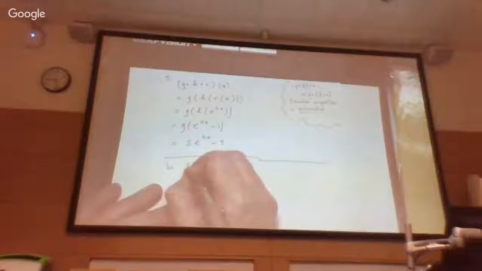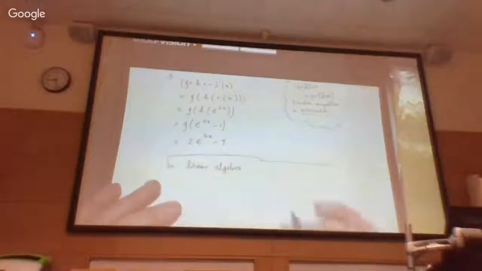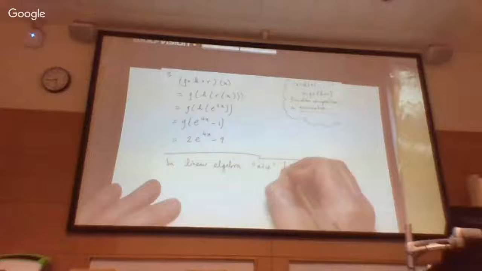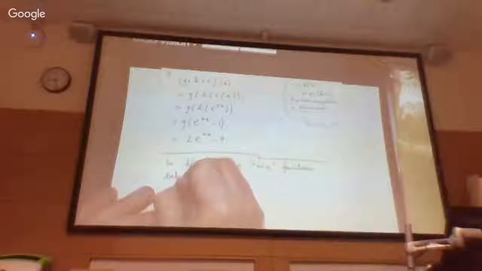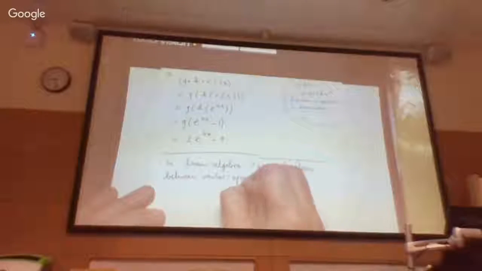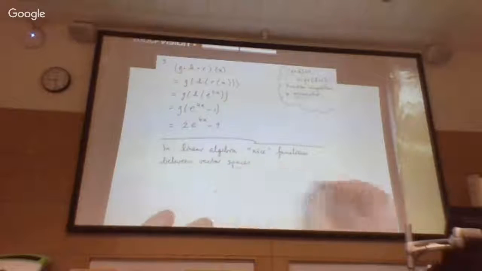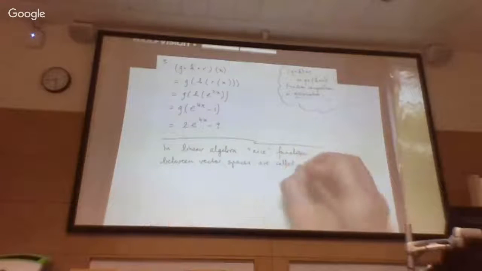So in linear algebra, I'll just put this word in quotes, nice functions between vector spaces. I won't go into the precise definition of what nice is in this context. You'll do that in the linear algebra unit. But just to say, nice functions between vector spaces are called linear transformations.